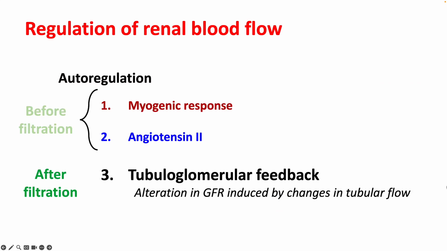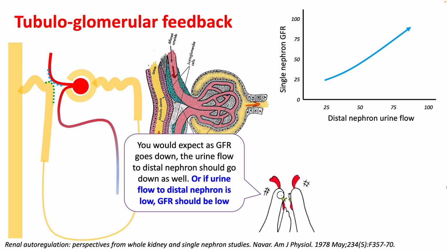So let's talk about tubuloglomerular feedback. These are alterations in the GFR which are induced by tubular flow. In fact, this is a feedback mechanism that is coming from macula densa in the distal convoluted tubule, which is sensing the flow and trying to correct the GFR. It is very easy to misunderstand this.